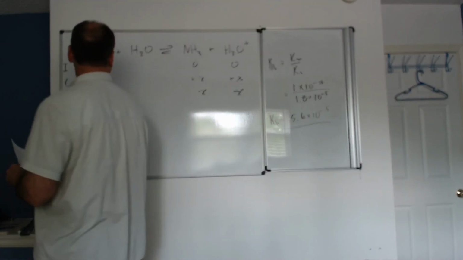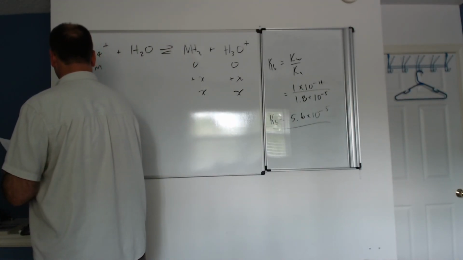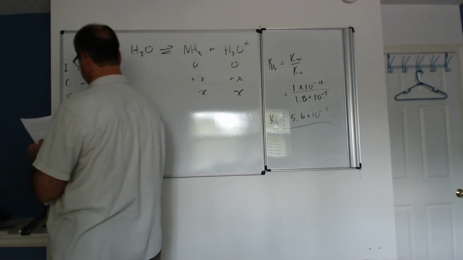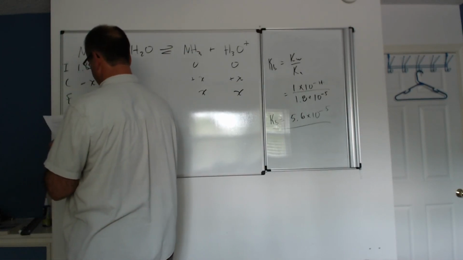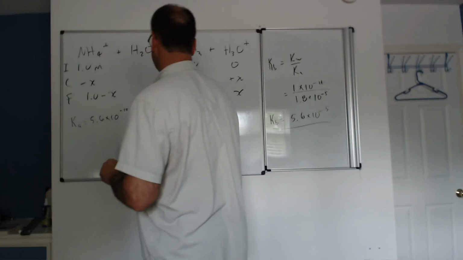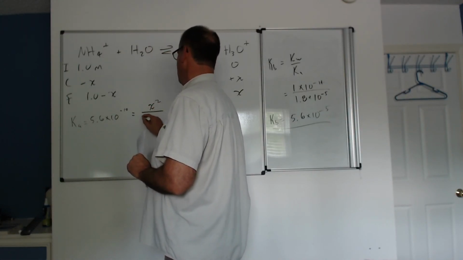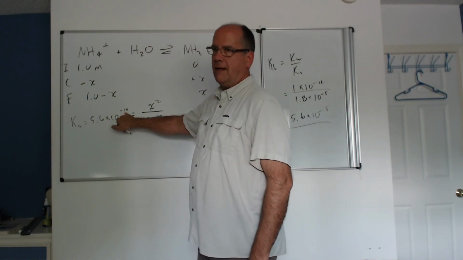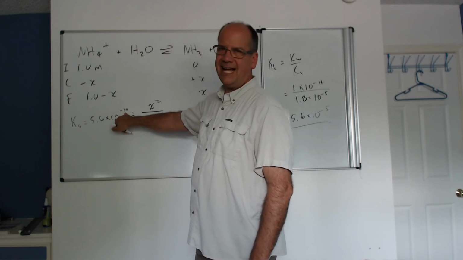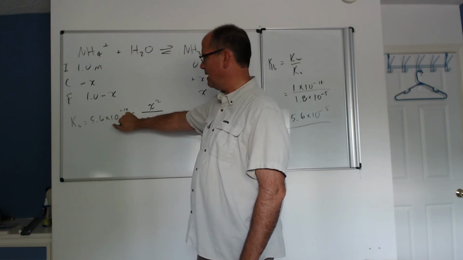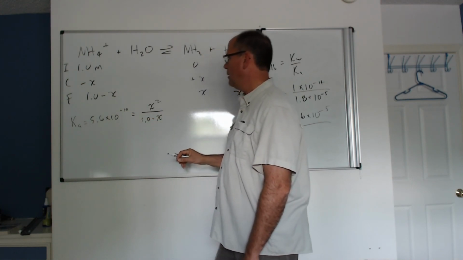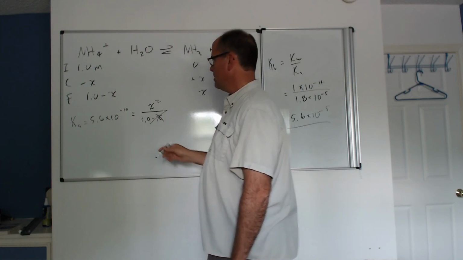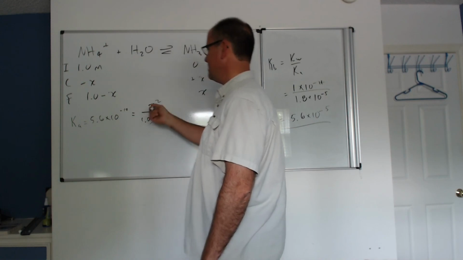So our Ka, we already figured out what our Ka was. It was 5.6 times 10 to the minus 10. And that's again going to equal X squared over 1 minus X. But again, if you look at your value of Ka, it's incredibly tiny. It's 10 to the negative 10. And so that means I can say X is negligible here. I can forget about it. So it's really 5.6 times 10 to the minus 10 equals X squared.